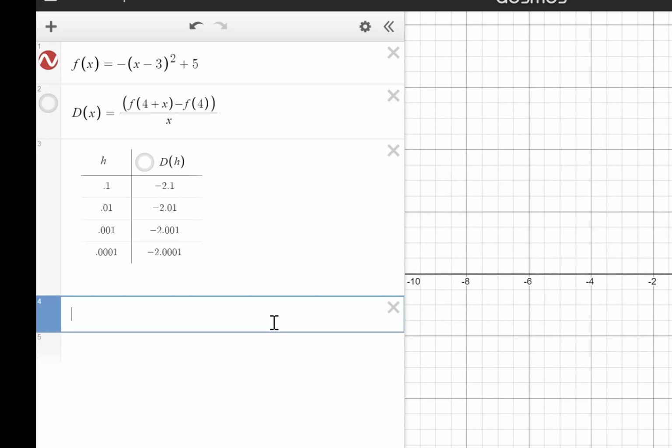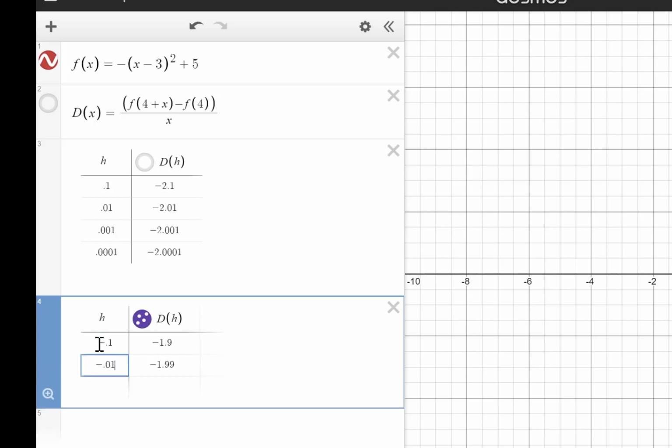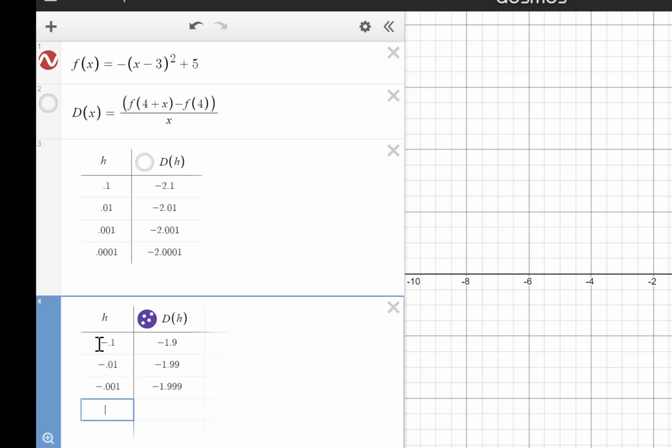I'm now going to define a second table. I'm going to use that difference quotient function again, but this time the values of h that I plug in are going to allow me to approach x equals 4 from the left side. So I'm going to let h be negative 0.1, negative 0.01, negative 0.001, and so forth. And we get the average rates of change as we approach x equals 4 from the left. Again, I'm going to uncheck this so that we don't see the points actually plotted.